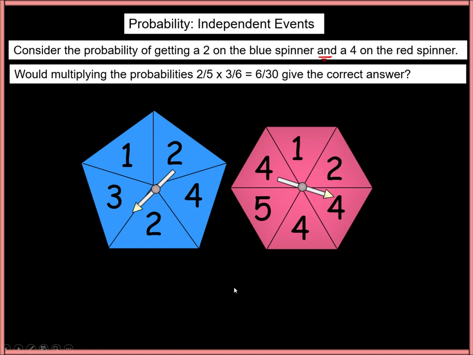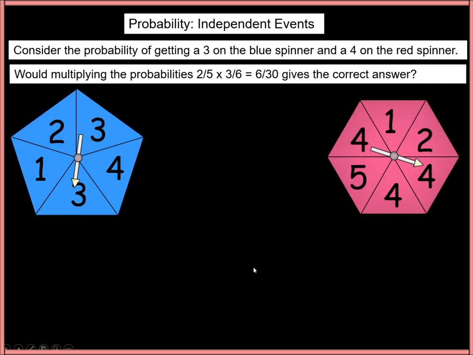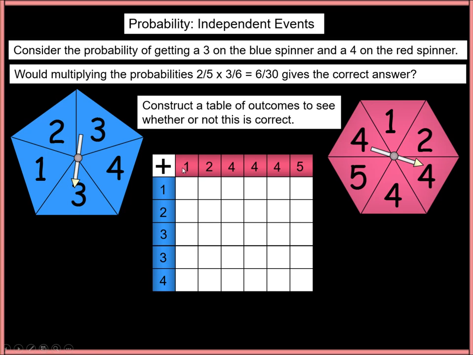So I can check if this is correct by using a sample space diagram, which I like. So there's my red spinner, 1, 2, 4, 4, 4, and 5. There's my blue spinner, 1, 2, 3, 3, and 4. Now I can add the outcomes. So a 1 and a 1 gives me 2. A 1 and a 2 gives me 3. So what I want you to do is click pause, complete the diagram, and then when you're ready, click play again. And then we can check the answers.